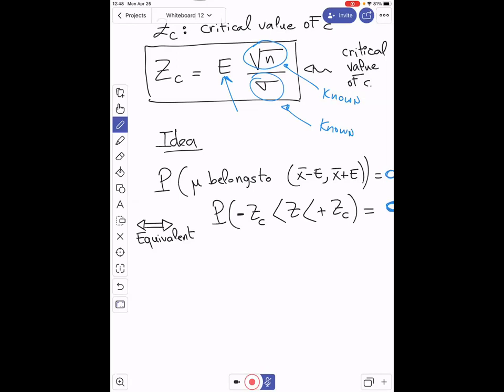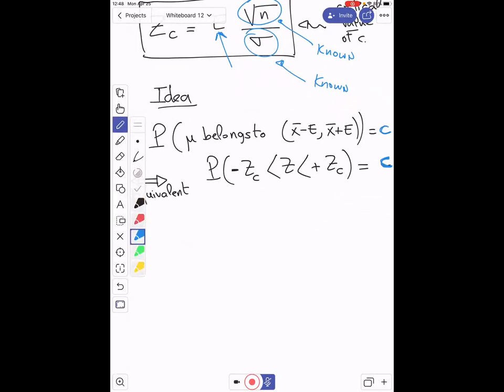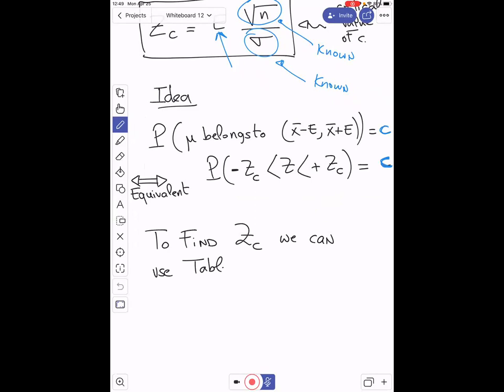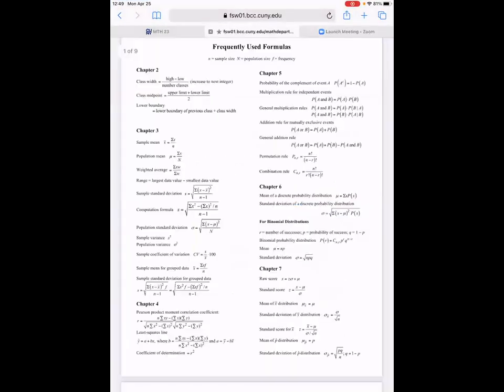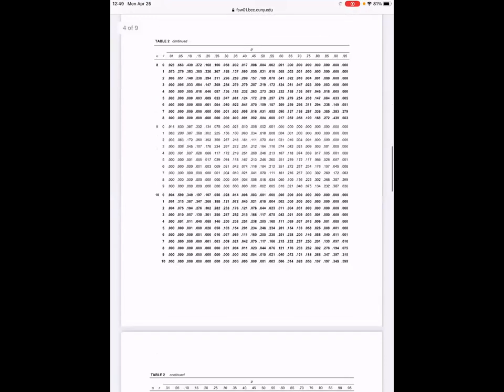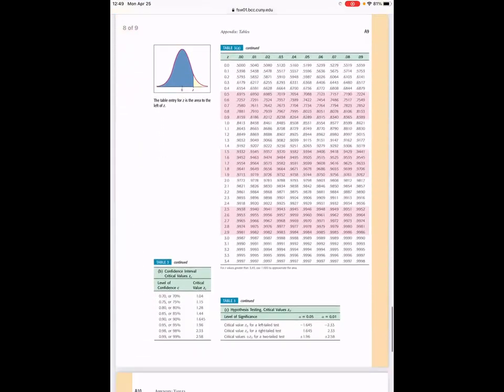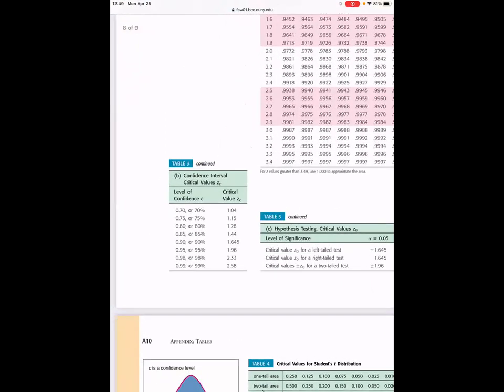So the idea is very simple here. There's a table. Let me show you. So we can use a table to find this critical value, Z subscript C. The table is in the bottom of, let's see here. If you go to table 3, now the second page, right here. As you can see here, guys, in the bottom, it says table 3 continued.